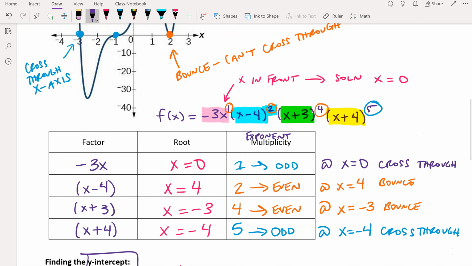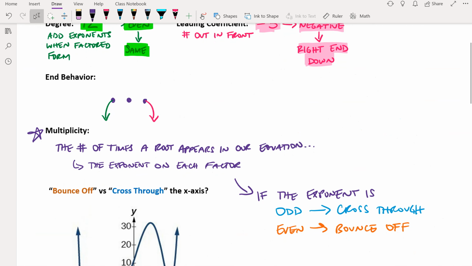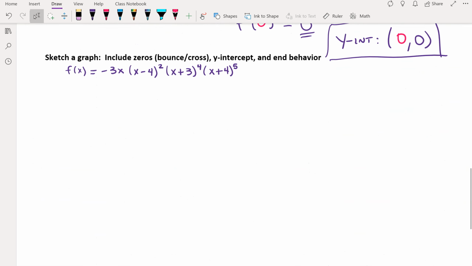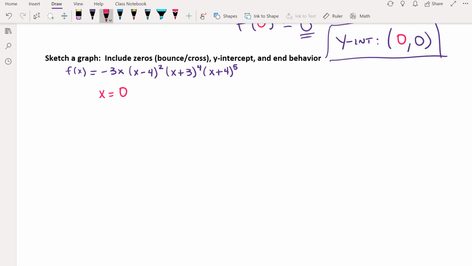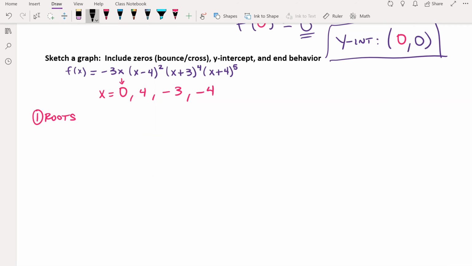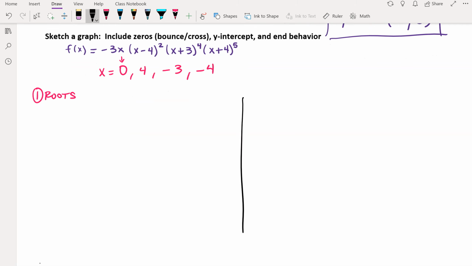Okay, we're going to start with our ends. Our ends, we know that both ends go down. Actually, we're going to start with our roots. So really quick, our roots are what x equals. So let's make sure we know what each of the roots are. X equals 0 for the x out in front, right? 4, -3, and -4. So your first step of graphing, graph the roots. And really the first step should be draw a grid or a graph. So let me go ahead and draw that.